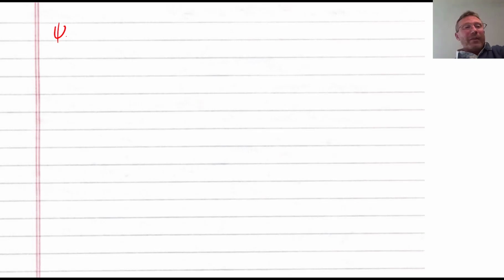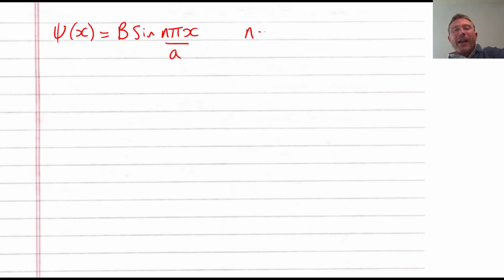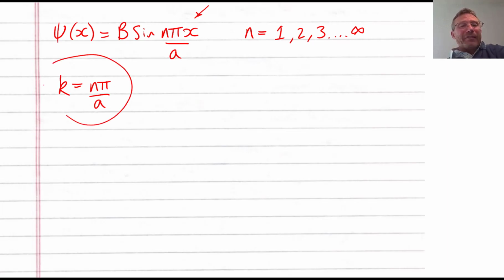Now we understand our final solution. Psi of x is equal to b sine n pi x over a. We also have to recognize that n is now an integer, because only when n is an integer can this expression be equal to 0 when x is equal to a. We're also going to note that k, as we said before, is equal to n pi over a. That was part of our solution, the way the boundary conditions meant that we have to say this.